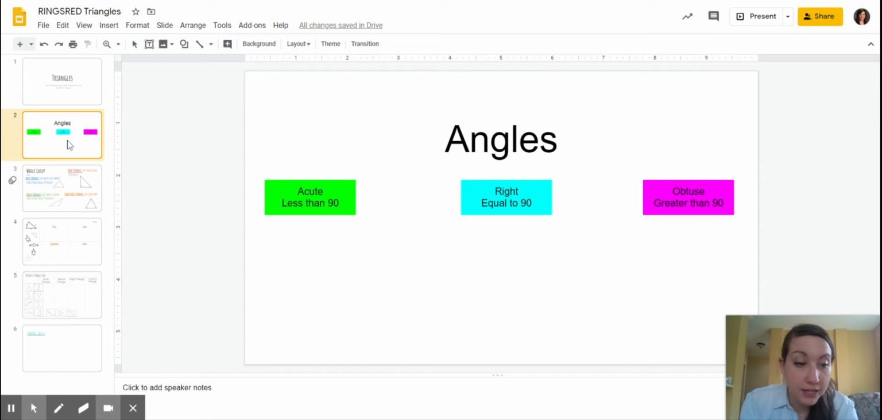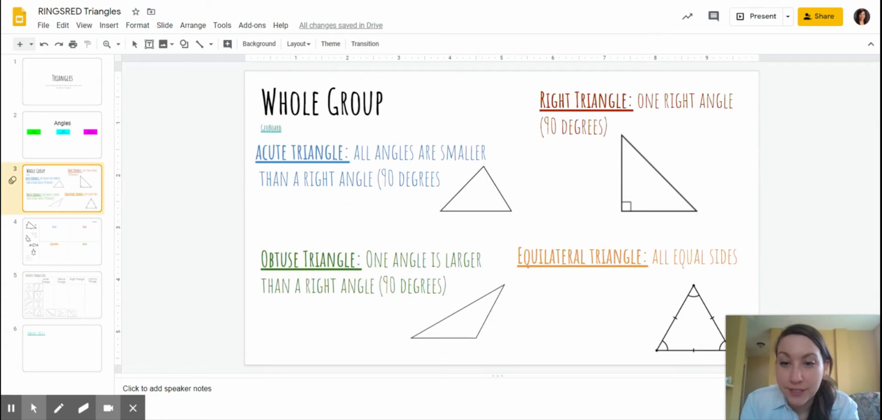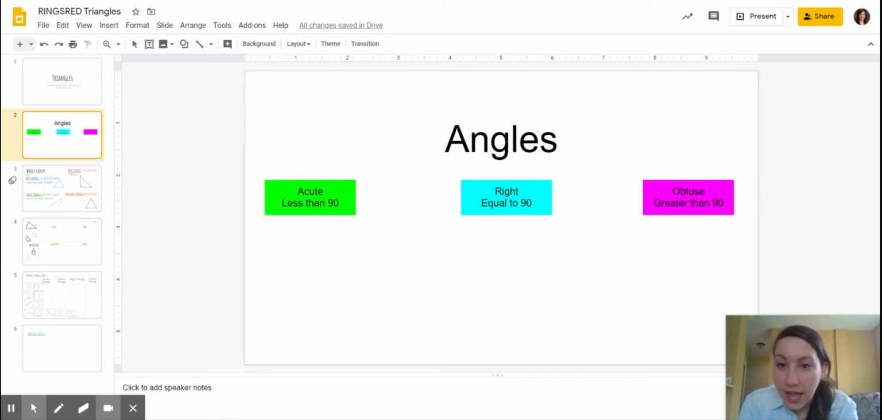Before we can jump into triangles, we need to talk about angles because that's how they're going to be identified. So the first angle I want to review today is an acute little angle, mirror. An acute little angle is equal to less than 90 degrees. Let's draw a couple examples. An acute angle is less than 90 degrees.